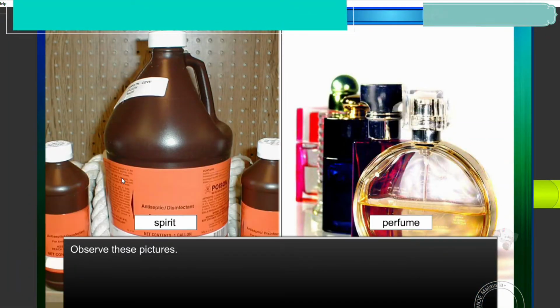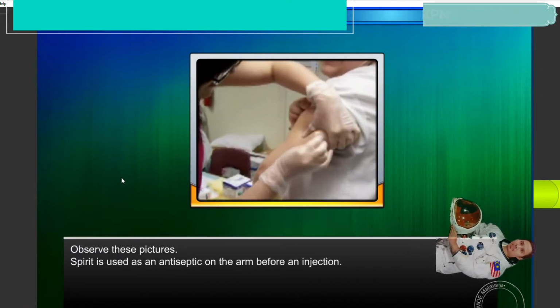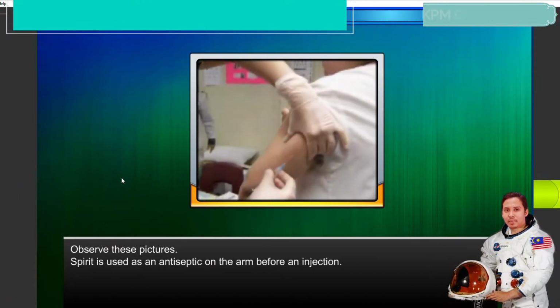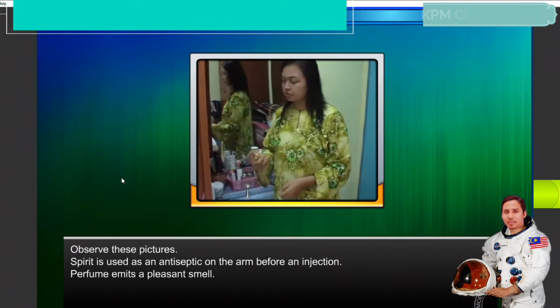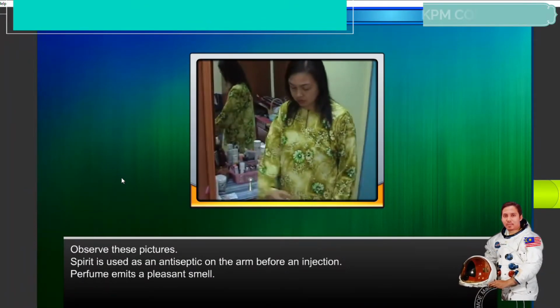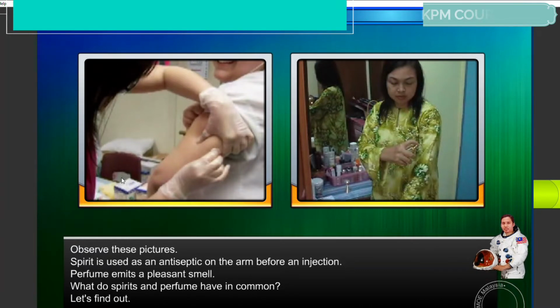Observe these pictures. Spirit is used as an antiseptic on the arm before an injection. Perfume emits a pleasant smell. What do spirits and perfume have in common? Let's find out.